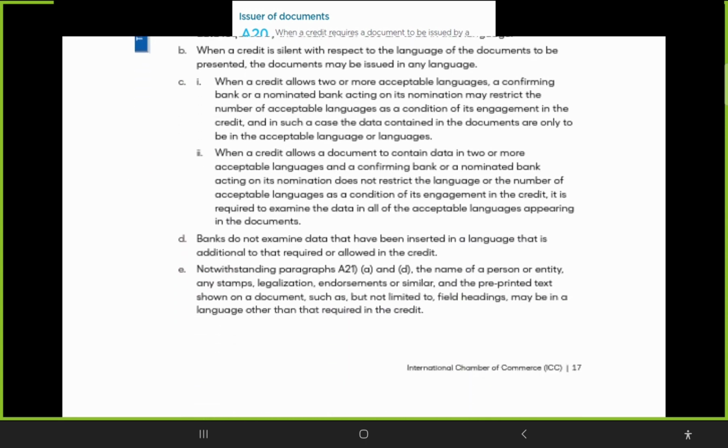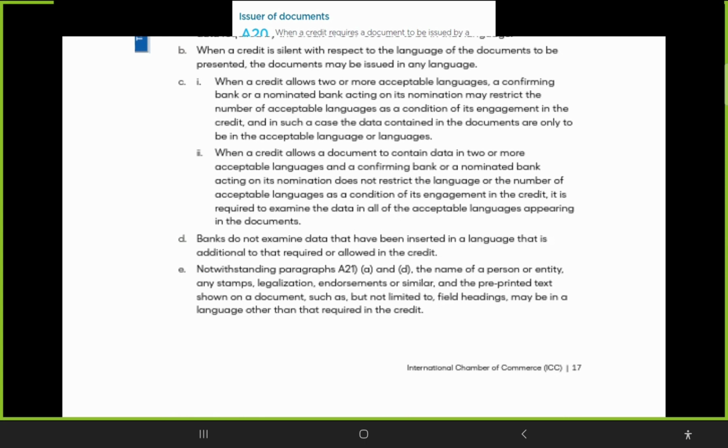Banks do not examine data that have been inserted in a language that is additional to that required or allowed in the credit. So the data, the first paragraph we read, and we already identified that the data which is not required by the credit can be in any language because of this paragraph. This paragraph also says that banks do not examine the data that have been inserted in a language that is additional to that required or allowed in the credit. So we don't check, we don't read at all. So that's why we don't have a restriction that data which is not required by the credit to be restricted to that language. It can be in any language.